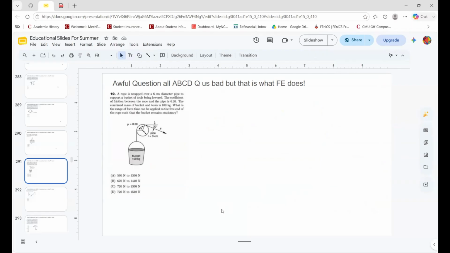The rope is wrapped over a 6 centimeter diameter pipe to support a bucket of tools being lowered. The coefficient of friction is 0.2. The combined mass of the bucket and tools is 100 kilograms. What is the range of the force that can be applied to the free end of the rope so that the bucket remains stationary? So this is another power graph, F1 equals F2 e^(μθ).